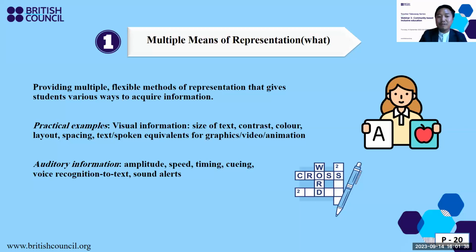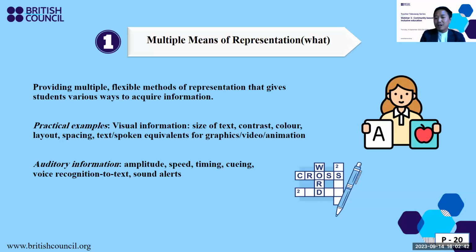This multiple means of representation also concerns our tone, intonation, the way we speak, the level of our voice. So controlling our own voice is important, because different students may have different hearing abilities. That is why it is important to understand ourselves when it comes to intonation and our speed. Are we delivering the content and the teaching very fast? And the timing and the cueing, voice recognition, all those things. Considering this aspect of presenting information is called the first principle of UDL.